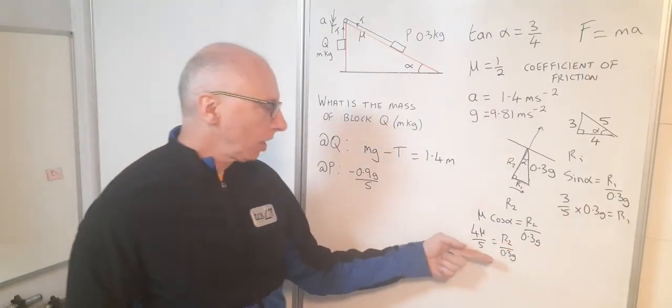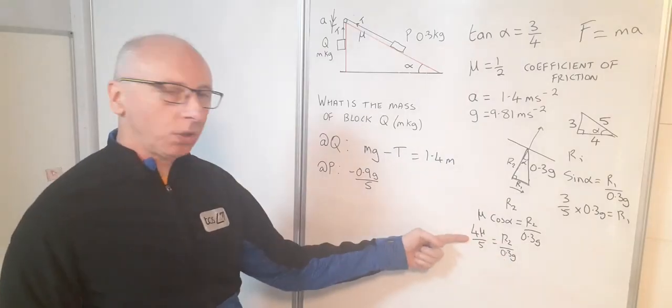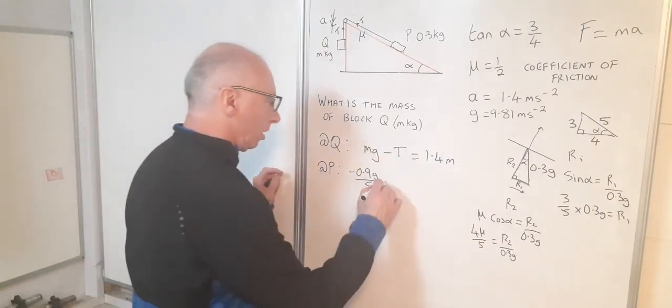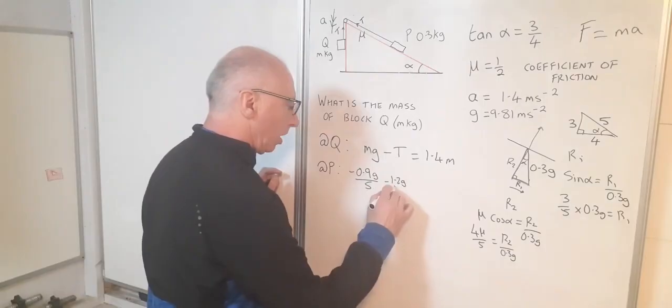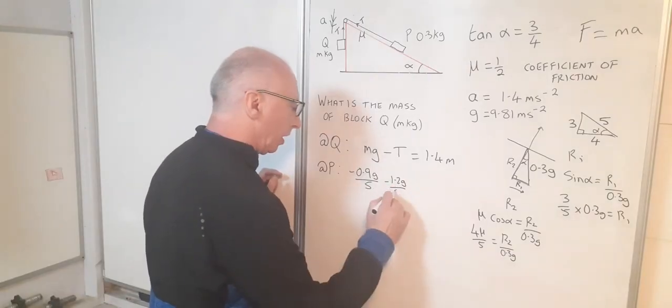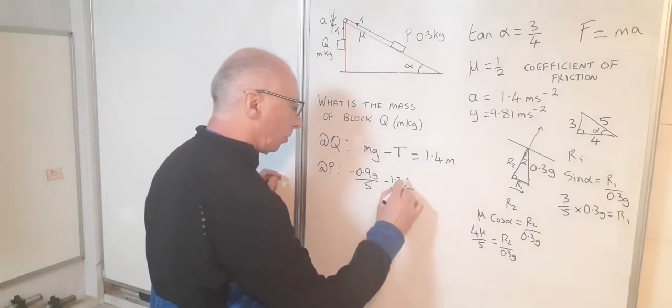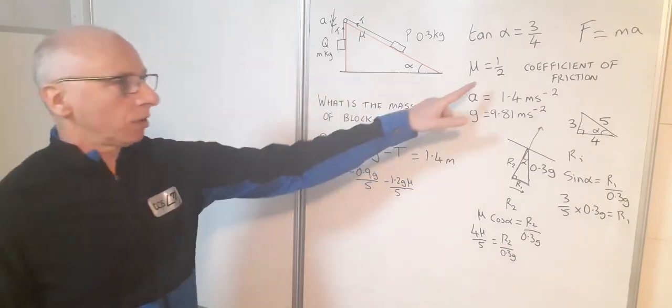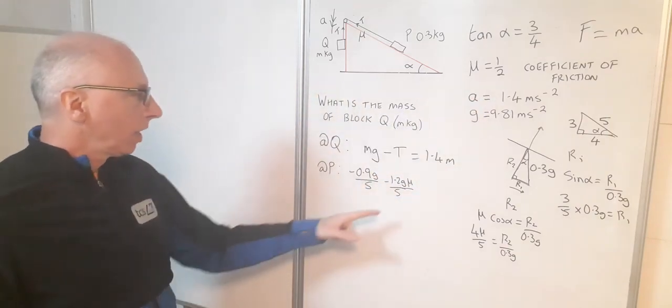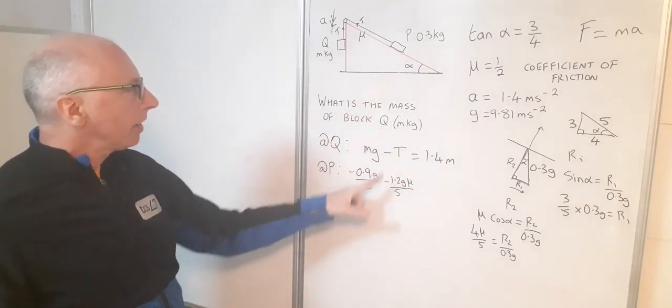So then multiply both sides by 0.3 g and you get R2 on its own, and it'll be going against our normal force. So we've got 0.3 times 4, which is 1.2 g, so minus 1.2 g over 5. And that's all multiplied by mu, which we can substitute in for a half in a moment. And then what else have we got on there? Is that all of our forces?